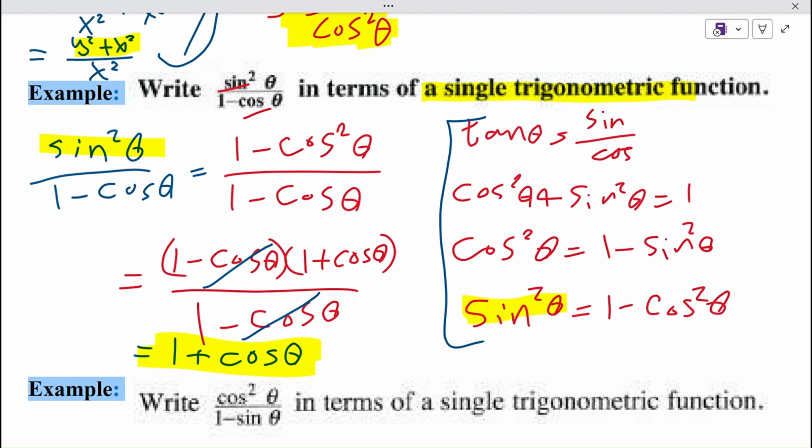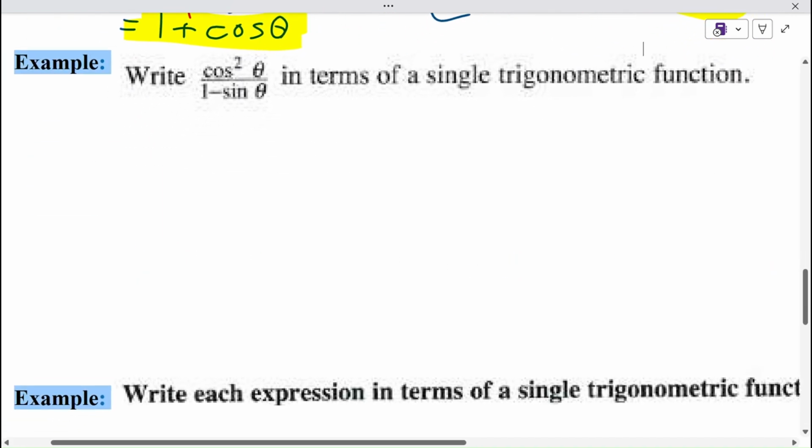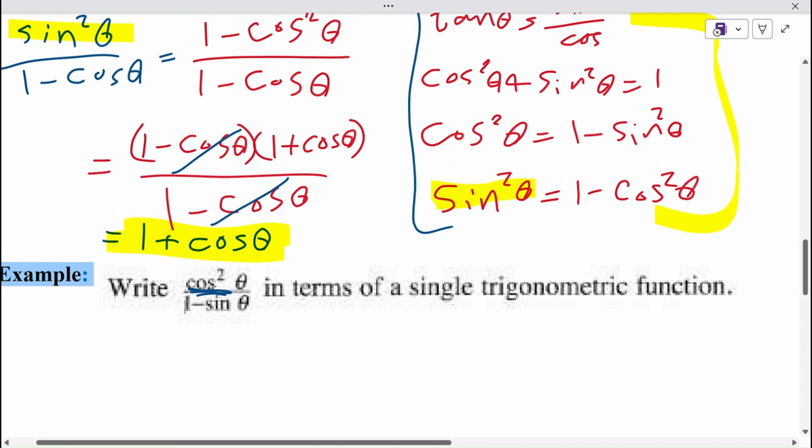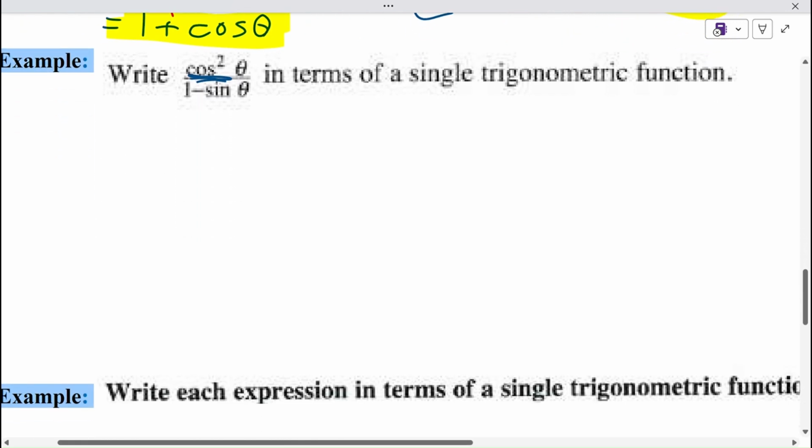Okay, now what about this example? In this example, we have the same idea. This is really easy. Here we have cosine square theta, guys. Look at here, cosine square theta. And instead of cosine square theta, we will use 1 minus sine square theta. Let's solve it here. This is equal to 1 minus sine square theta over 1 minus sine theta.